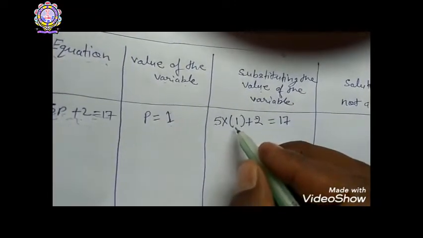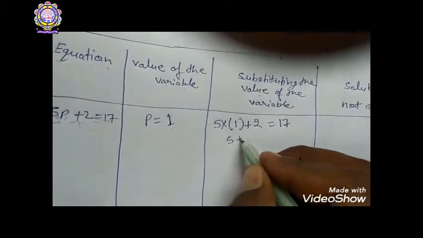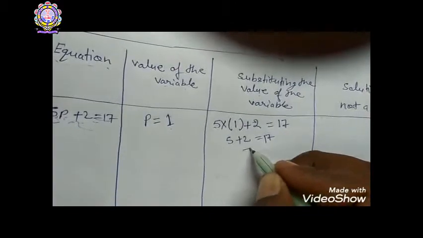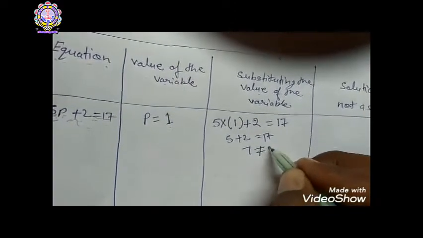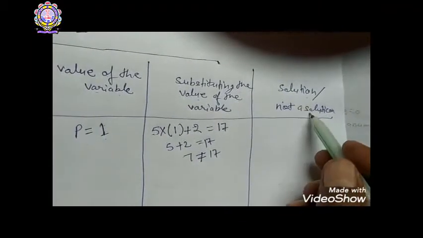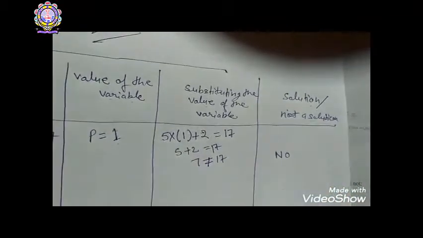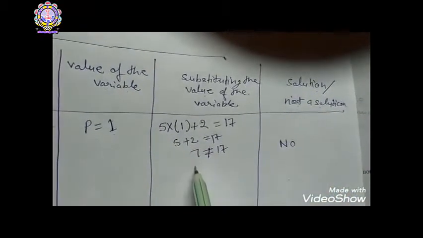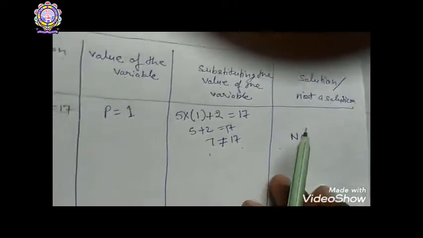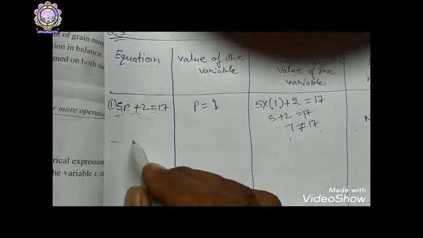You get 5 ones are 5, plus 2. 5 plus 2 is 7, which is not equal to 17. So is it a solution or not? Not. No, because LHS is not equal to RHS. So we write, this is not a solution. Let us try another.